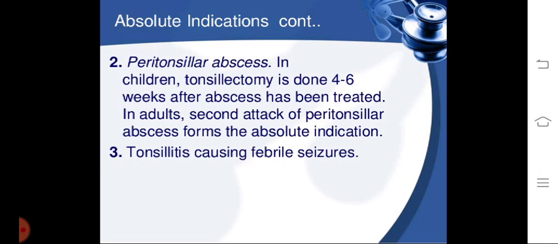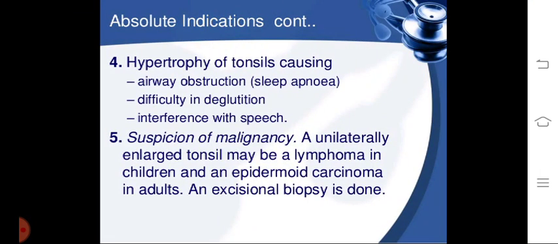Peritonsillar abscess. So tonsillectomy is done usually 4 to 6 weeks after this abscess has been treated, and in adults, the second attack of peritonsillar abscess forms one of the absolute indications. Tonsillitis causing febrile seizure, hypertrophy of tonsil causing airway obstruction, difficulty in deglutition, and interference with speech. So just hypertrophy won't do. That must be causing some problem like airway obstruction, difficulty in deglutition, or interference with the speech.